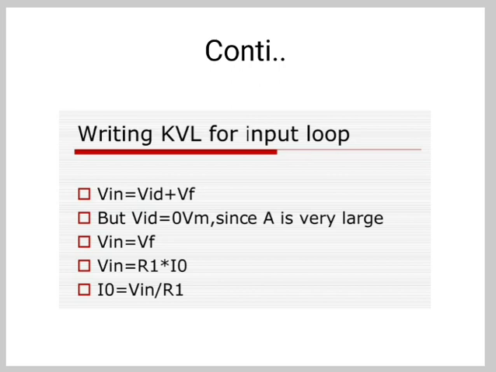Now the input voltage Vin is converted into an output current of Vin by R1. In other words, the input voltage appears across the R1. If R1 is a precision resistor, then the output current I0 is equal to Vin by R1 and it will be precisely fixed.